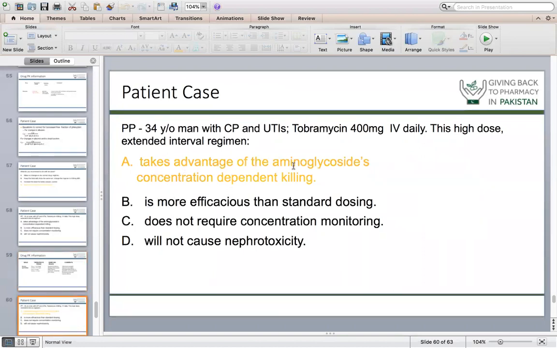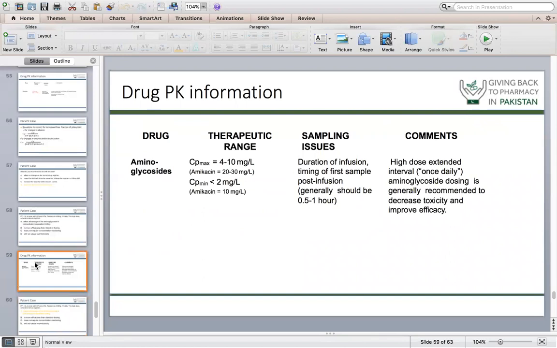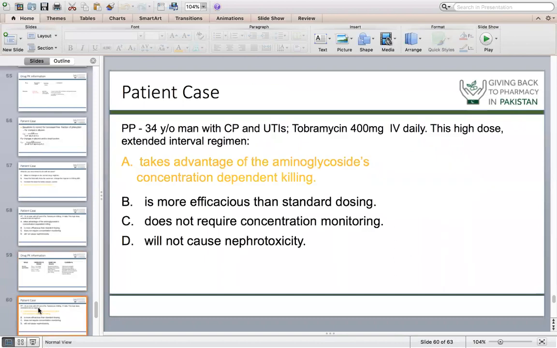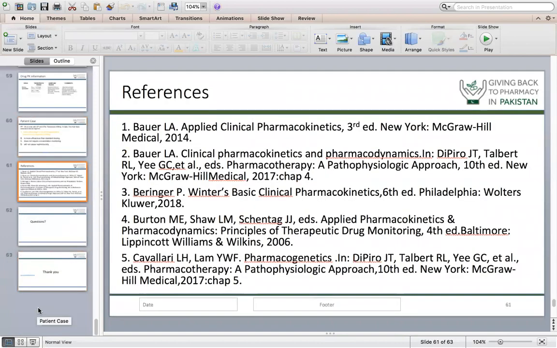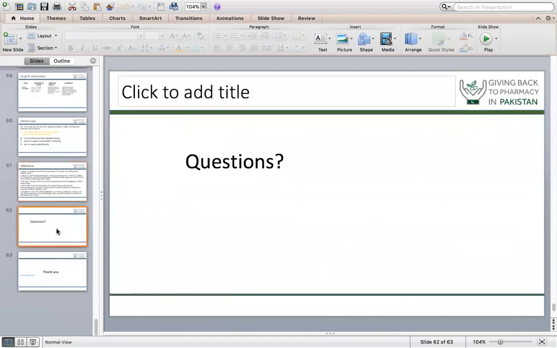It takes advantage of aminoglycosides' concentration-dependent killing. So this will be the right answer. This information is given on many other drugs in your study material. You just need to memorize these specific drugs and the pharmacokinetic information on these drugs. That is all about my presentation today. If you have any questions, you can ask.